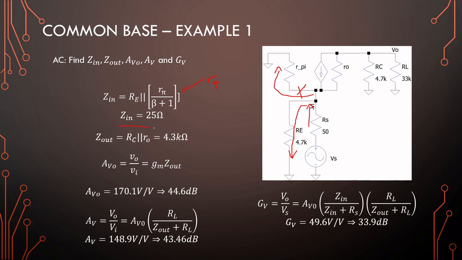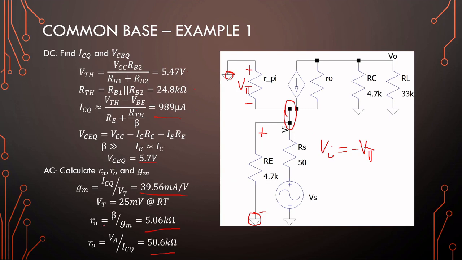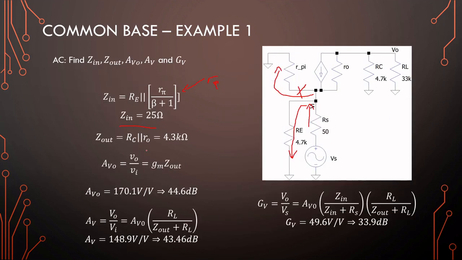And these two are in parallel. That gives you an input impedance of 25 ohms. Right, so re is a fairly large value. R pi is a fairly large value, but it's dependent on beta.